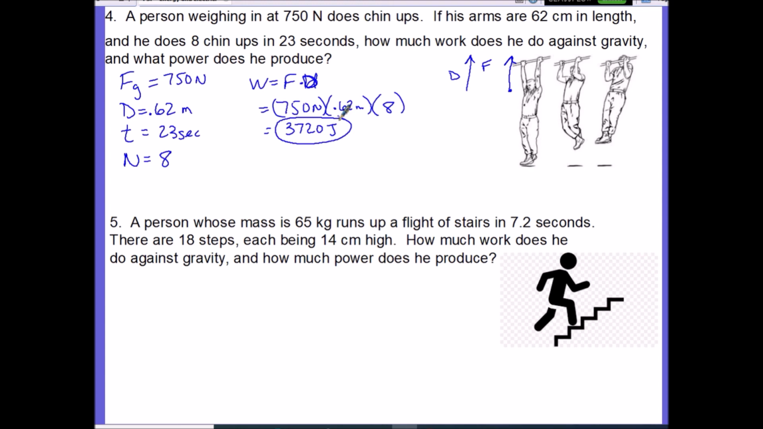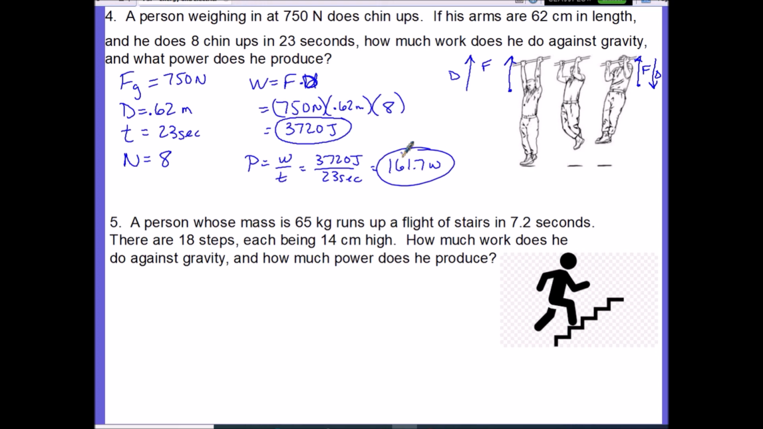Well, certainly as he lowers himself, he's probably exerting an upward force so he doesn't go flying down into the ground really quickly, but now his motion is downward. So as he's lowering himself, he's doing negative work, but let's just talk about the work he's doing against gravity. 3720 joules. Now the power that he's developing, we take that 3720 joules and divide that by the 23 seconds for all 8 of those, and that's about 161.7 watts.